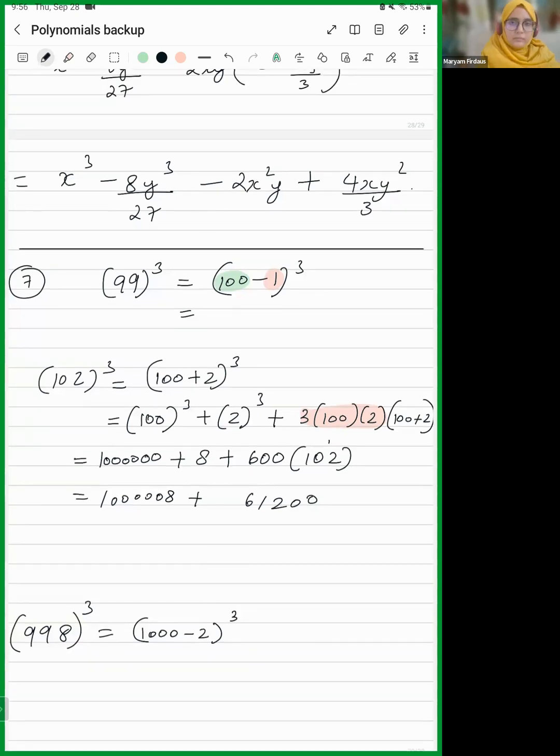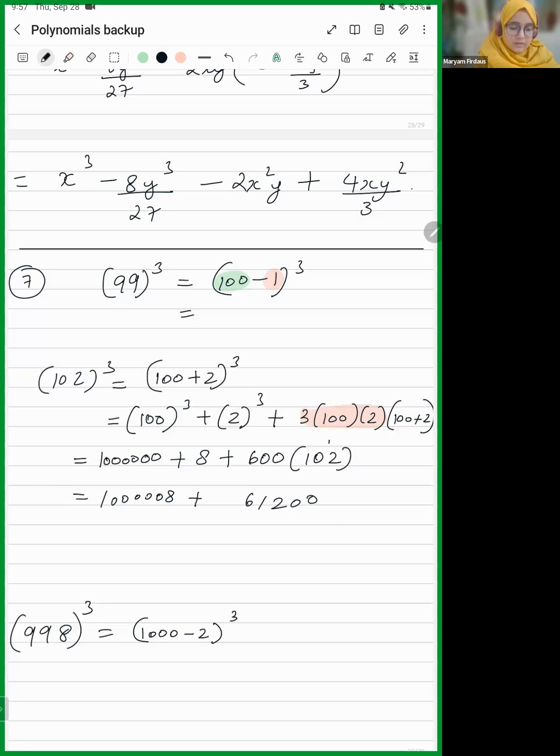Now we put 6 zeros for this thing and 8. 1, 2, 3, 4, 5. 1, 2, 3, 4, 5, 6. Nah, I think this is fine. Nah, see, there are 5 zeros. Yes, ma'am. 1, 2, 3, 4, 5. Yeah.